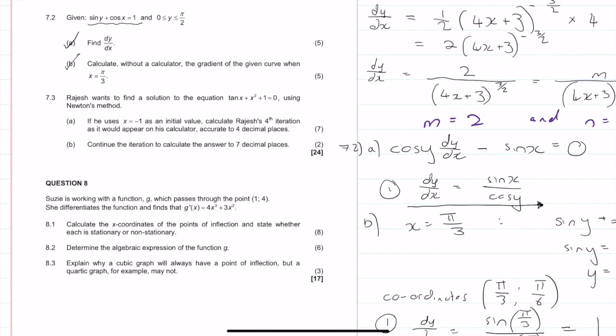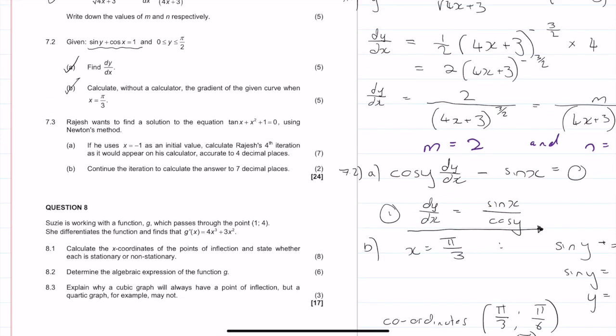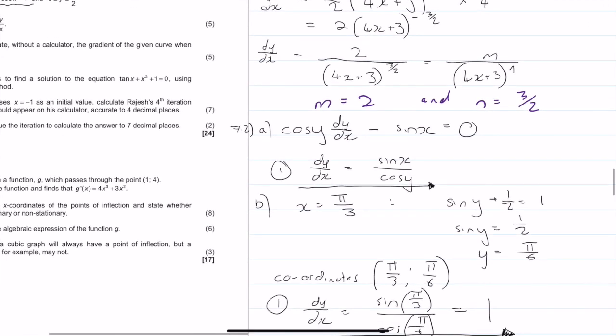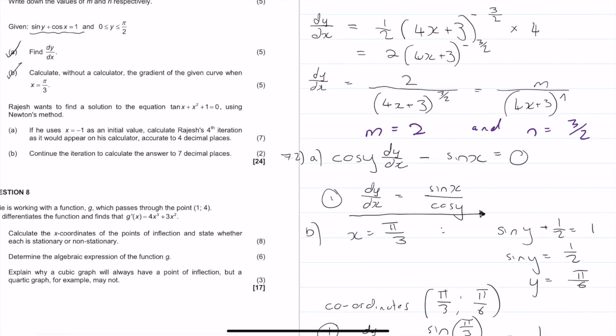The important thing to realize here is that the reason why y is pi over 6 is because we needed y to be in the range of 0 to pi over 2, as was given in the question.